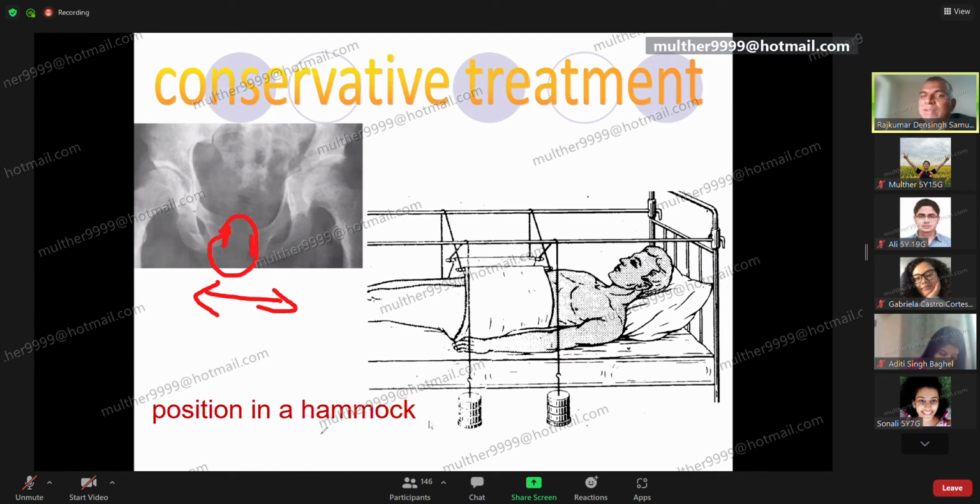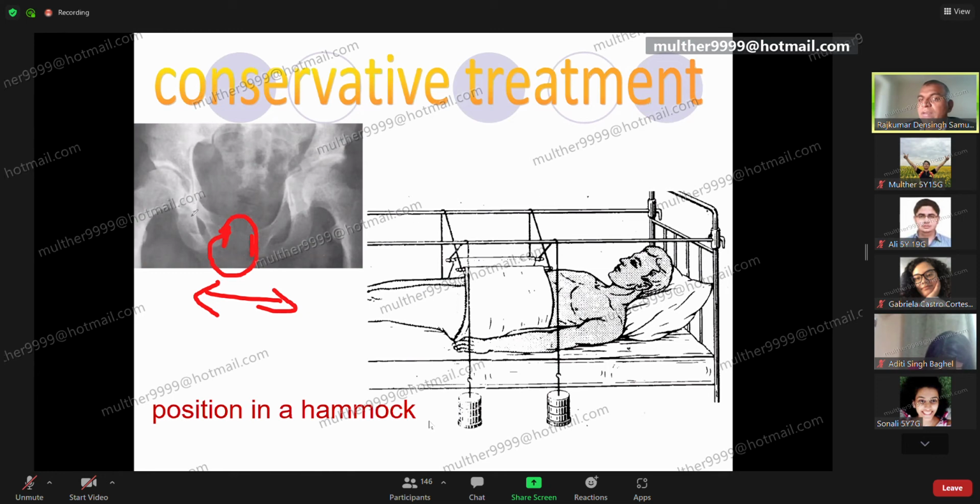So these fractures are indicated for what type of treatment? If you have an unstable fracture, how to treat it? You have to treat it only operatively, yes or no? We discussed already, a stable fracture is treated conservatively, an unstable fracture should be treated operatively. But maybe because of some systemic condition, there is a contraindication for surgery. So what to do with this patient with an unstable pelvic fracture? We have to treat them conservatively only. So how to treat them conservatively?